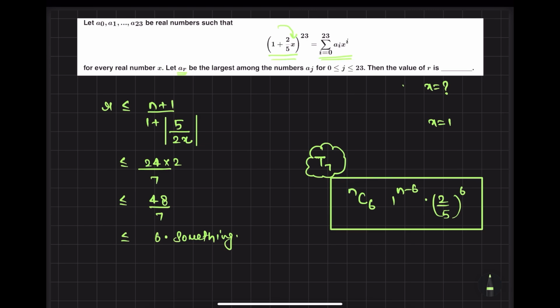Okay, but we have to find out r now. So who is r? r will be 6. Okay, I hope the idea is clear.